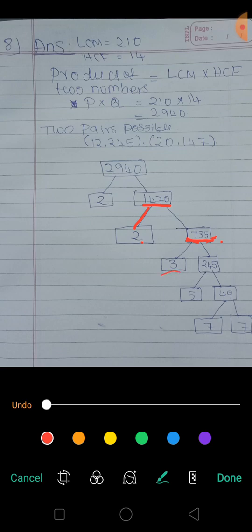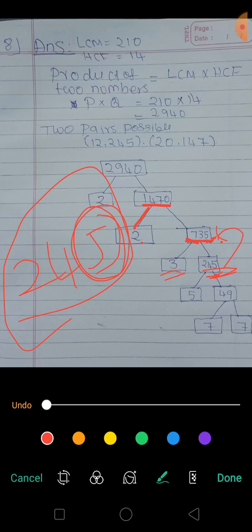3 table means 3 into 245. 3 into 245, you will get 735. Again look at 245: the last number is 5, which comes only from the fifth table and the third table. You have to check whether 245 comes from the fifth table or the third table. Fifth table only. So 49 times 5 gives you 245.